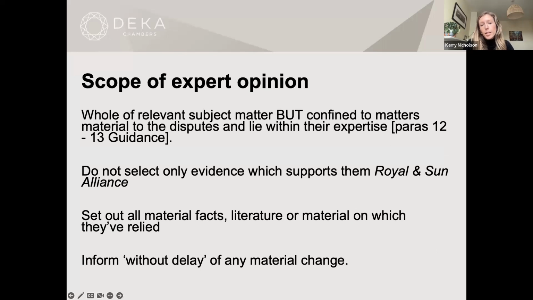So in terms of scope of the expert opinion, experts need to consider all of the relevant subject matter, but their actual opinion is confined to matters that are both material to the disputes of the case and lie within the expertise. They do have to cover the whole of the relevant subject matter, and they're not allowed to only select evidence which supports the case of the party instructing them.